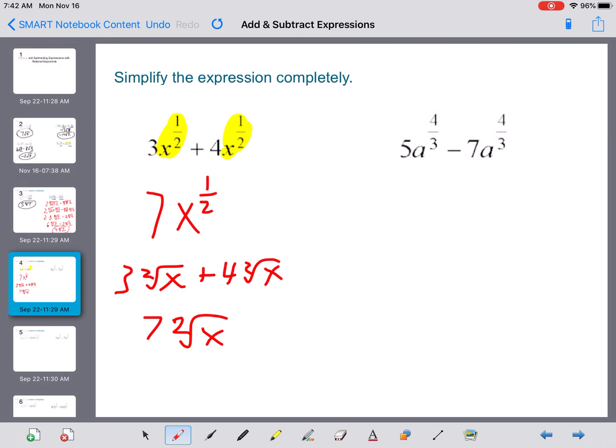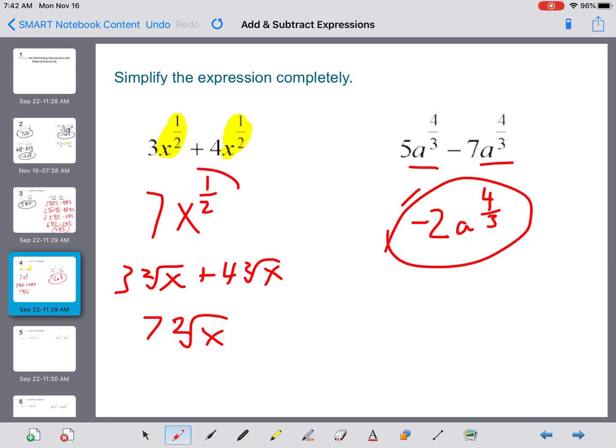But it's much easier just to know that the same base raised to the same exponent, you can just do the math of the numbers and keep the base and the exponent the same. So same thing here. We have a to the 4/3 and a to the 4/3, so we can just say 5 minus 7 is minus 2, a to the 4/3. So you do not have to convert to the radicals. You can automatically get there, and this should have been our answer on that one.